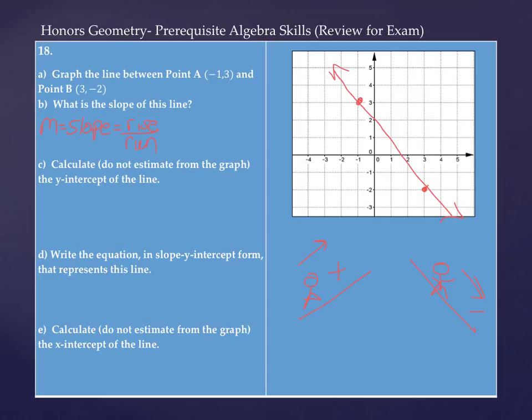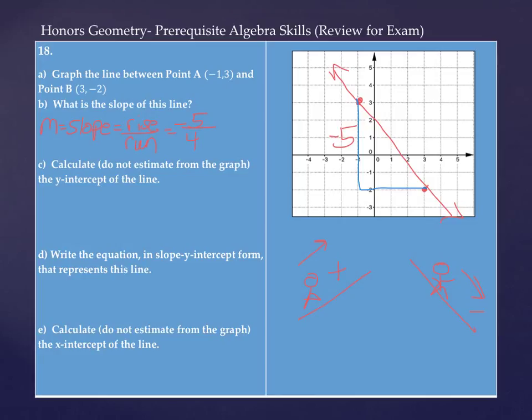So in this case, we can sort of draw a triangle around here, and we can just count the boxes. 1, 2, 3, 4, 5. We've got a rise of -5 because we're going downhill. And our run is 1, 2, 3, 4. So we've got a run of 4. So our slope for this line is -5/4.